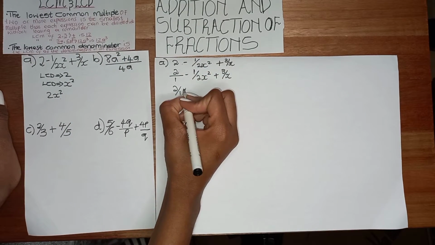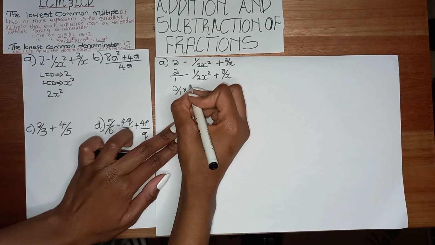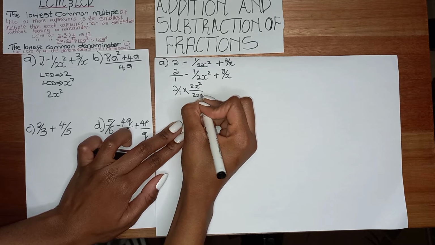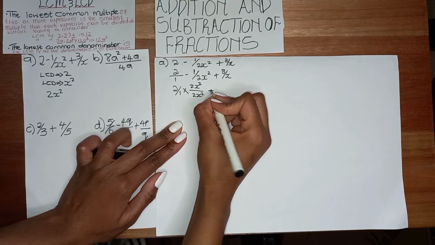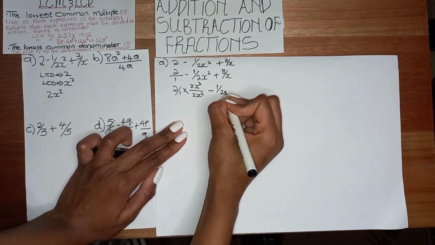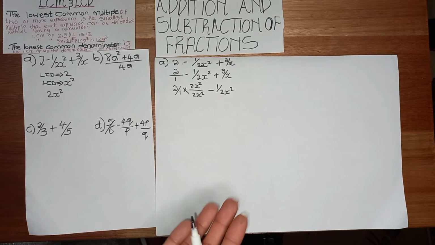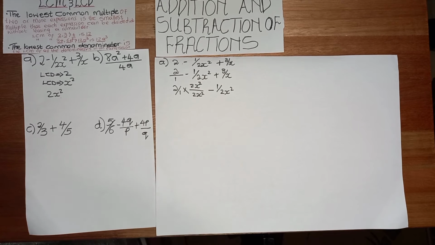So you have to multiply the numerator also with 2x to the exponent 2 over 2x to the exponent 2, minus 1 over 2x to the exponent 2. So as you can see, this denominator is already 2x to the exponent 2. So it means that we don't have to do anything to it.